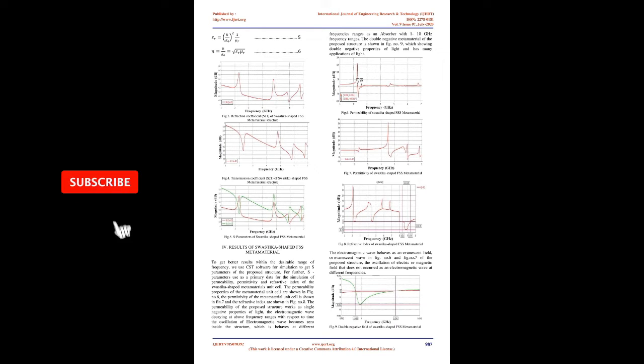We designed the structure with 8.6 mm distance of length and width of the Swastika-shaped metamaterial. The wave port is used to excite the EM wave inside the proposed structure, which can be used to analyze the characteristics of wave of light. The Swastika-shaped FSS metamaterial structure with applied wave port is shown in Fig. number 2.